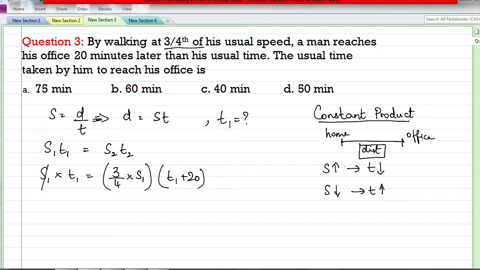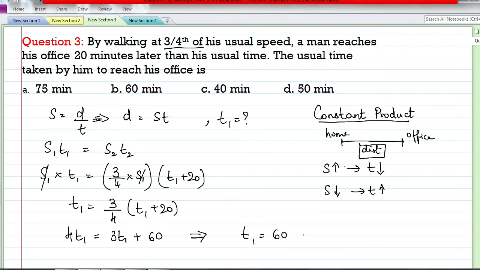S1 gets cancelled. 4 goes to other side. T1 is equal to 3 by 4 into T1 plus 20. We take 4 to the other side. It becomes 4T1 equals 3T1 plus 60. Therefore, 3T1 goes to LHS, it becomes minus 3T1. So we get T1 equals 60 minutes. Based on the options, if required, you can convert it to hours, but here the options are in minutes only. So option B, 60 minutes is the answer.